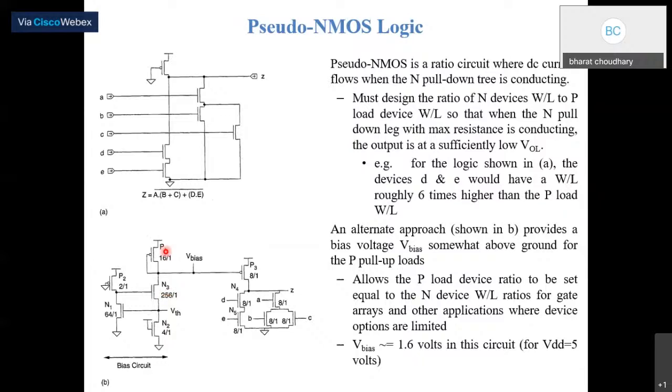So here these are the different W by L ratios for the different NMOS transistors, and an alternative approach is shown in B, which provides a bias voltage V bias somewhat above the ground, and the P is the pull up load. So this allows the P load device ratio to be set equal to the N device ratio for gate arrays, and for other applications where device operations are limited.